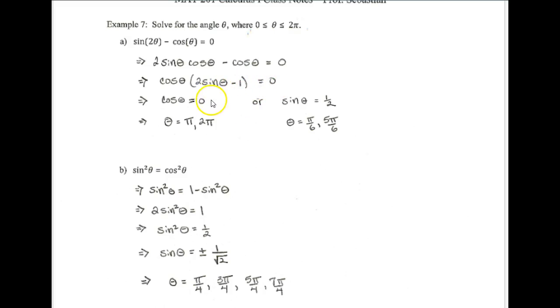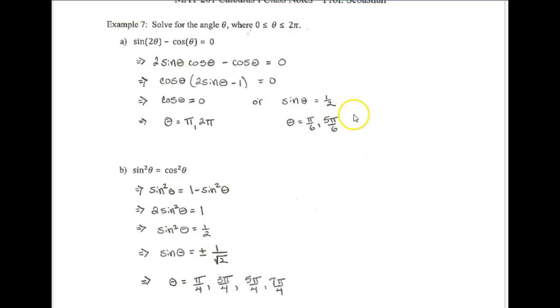Whenever we have a multiplication of two things equal to 0, either one or both have to be 0 for that to happen. So that means that cosine of theta is equal to 0, or 2 sine of theta minus 1 equals 0, which is the same thing as sine of theta equals 1/2. So we know that the cosine of theta is 0 at either pi over 2 or 3 pi over 2, and the sine of theta is equal to 1/2.